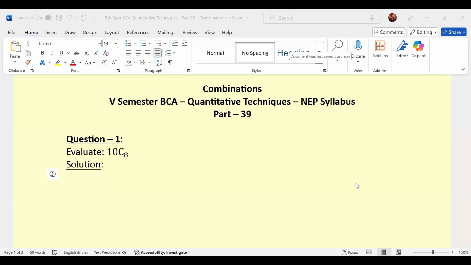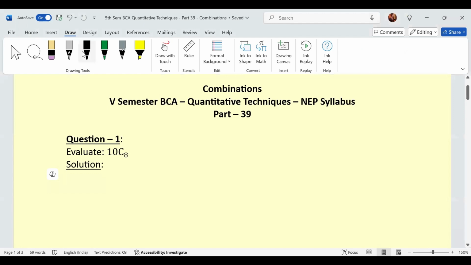Hello everyone. In this video we will discuss solving some problems related to combinations, which is part of quantitative techniques meant for 5th semester BCA under NEP syllabus. This is part 39. First question, evaluate 10C8.